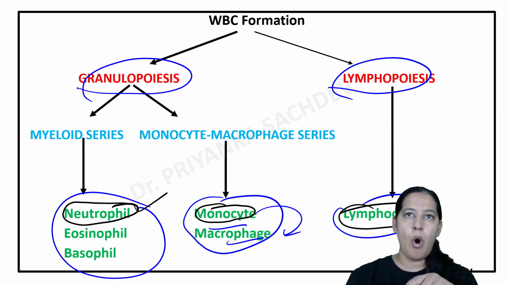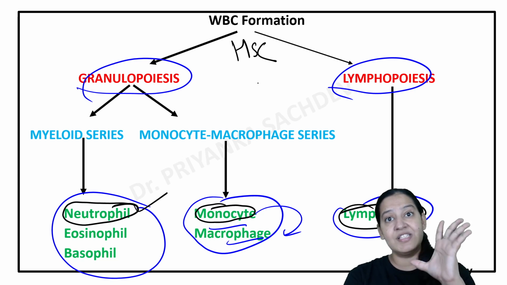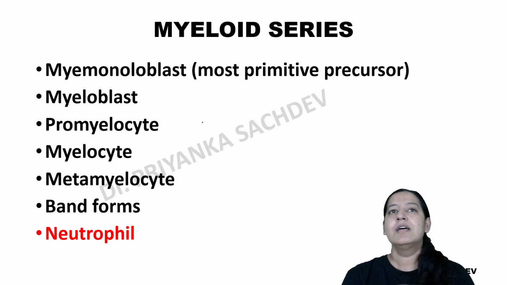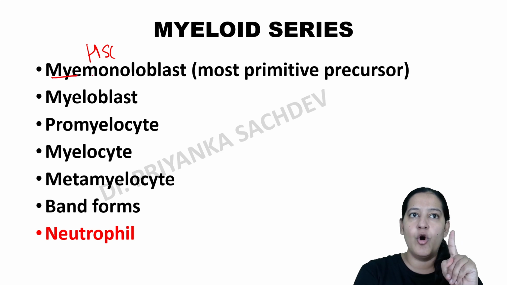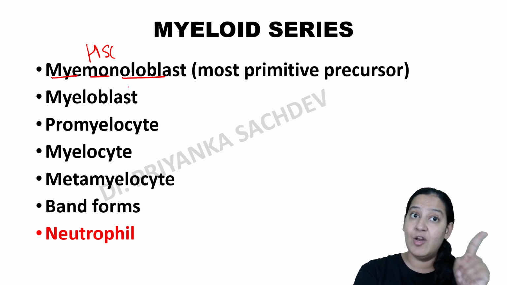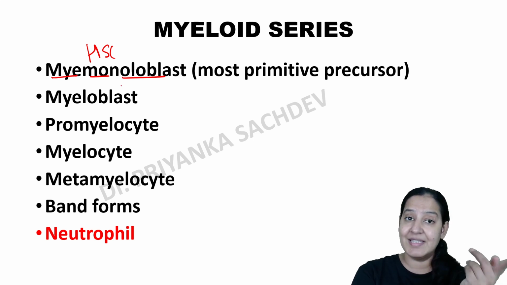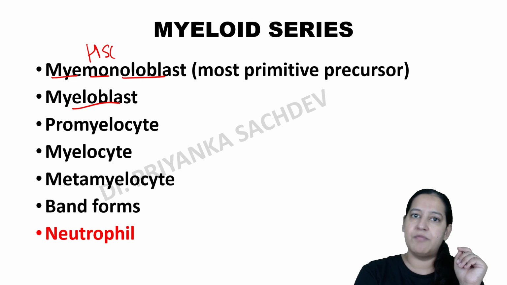As I have told you, all these cells are formed from the first cell, hematopoietic stem cell. First cell is always hematopoietic stem cell. Last cell is neutrophil. So what are the intermediates in between? From hematopoietic stem cell, myelomonoblast is formed. Here in CML, the mutation will occur in this blast. From myelomonoblast, myeloblast is formed. Then promyelocyte, myelocyte, metamyelocyte, band forms and neutrophils.